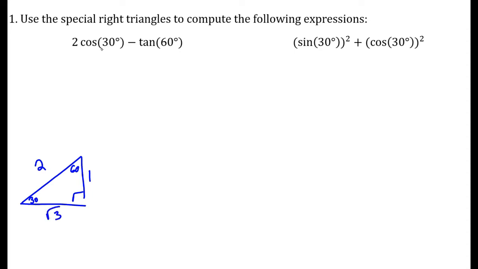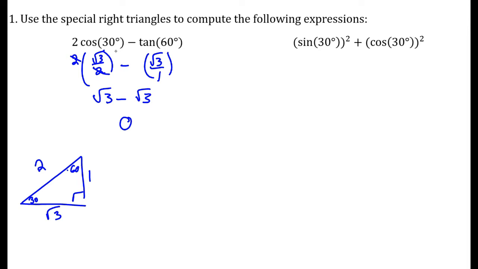The cosine of 30. Cosine is the adjacent over the hypotenuse. So I'm sitting here at 30. The adjacent is radical 3 over 2. So 2 times radical 3 over 2, that's the cosine of 30, minus the tangent of 60. Tangent is opposite over adjacent. So I'm sitting over here at 60. What's opposite 60? Radical 3 over 1. Well, 2 divided by 2 is 1, so I have radical 3 minus radical 3, which is 0. So 2 cosine of 30 minus the tangent of 60 equals 0.